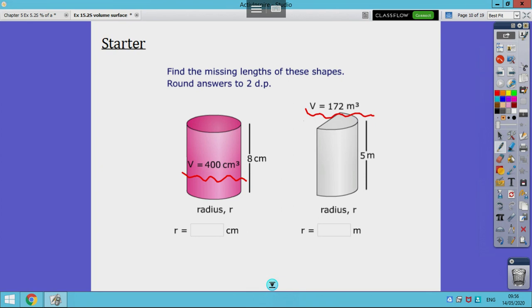Okay, remember that the volume of your cylinder is pi r squared multiplied by the height, or is it the length? I can't remember. Whatever it is, you multiply by the distance between the two circular faces at either end.